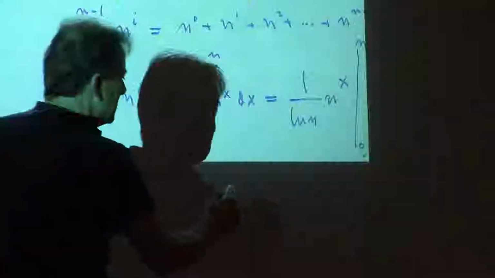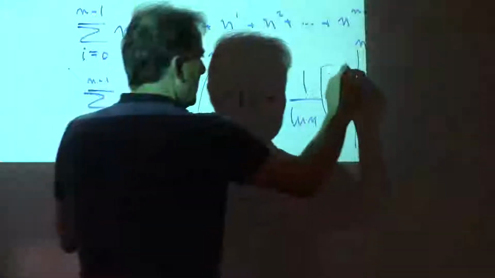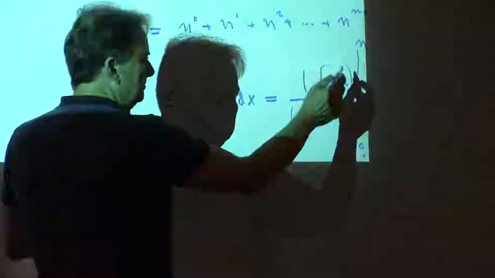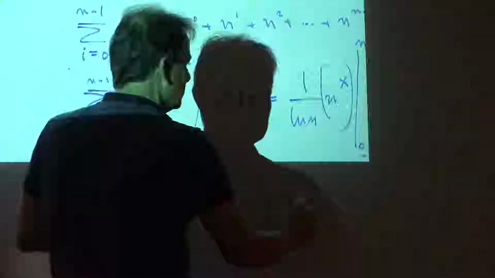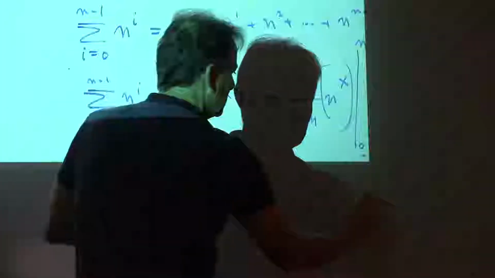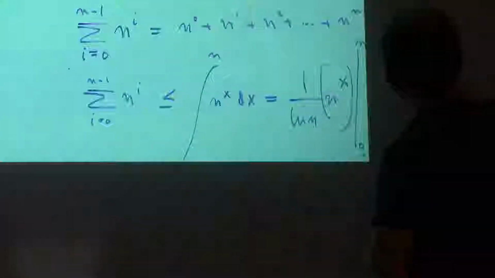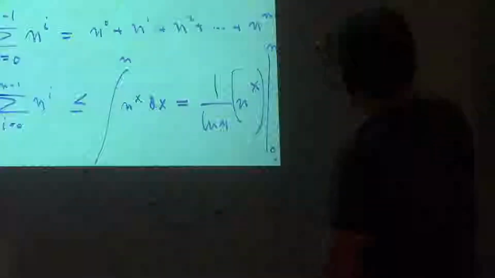So all we need to do now is take 1 over natural log of n, and then take this part right here and evaluate it from n down to 0. So what we're going to have is n to the x as x's value. So it's going to be n to the n minus n to the 0, which is 1. So what we have is 1 over natural log of n times n to the n. That is the upper bound of that function, which is a kind of cool result.